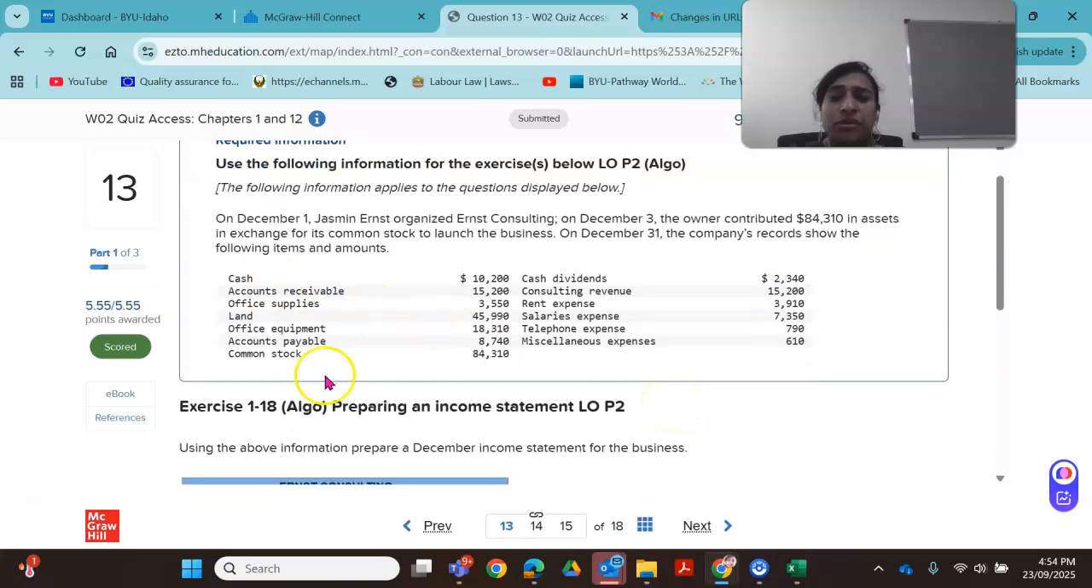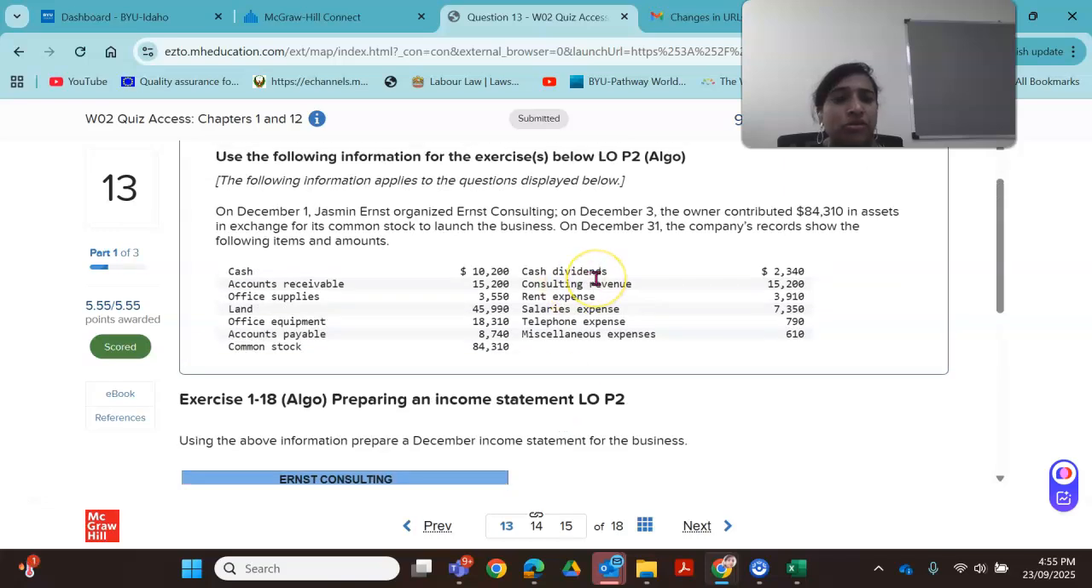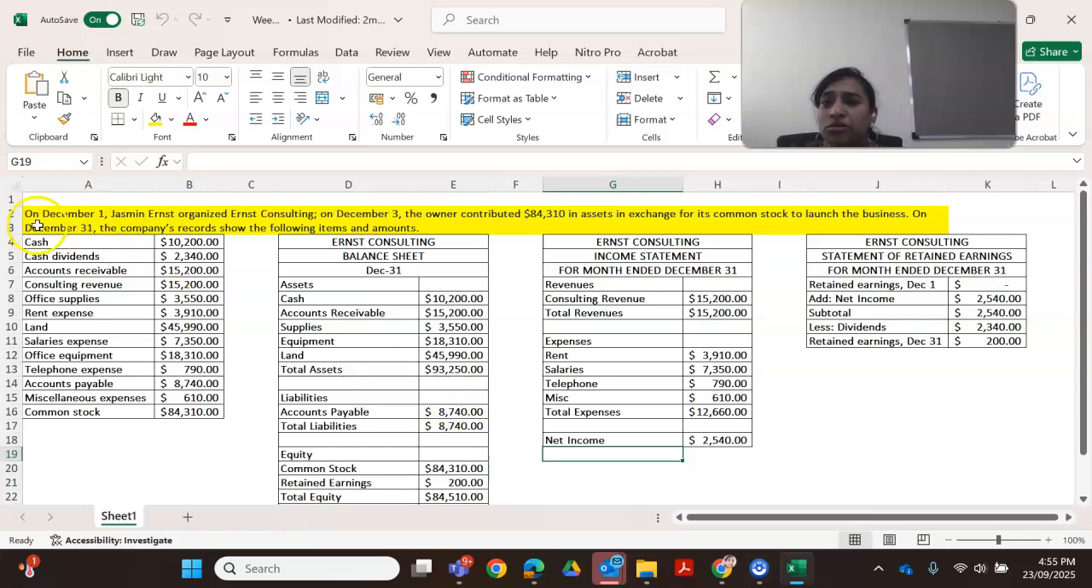So the list of components which they have already mentioned is cash, accounts receivable, office supplies. They mentioned all the assets, expenses, accounts payable, miscellaneous expense, revenue, everything they have given to us. So I have calculated the income statement and also retained earnings and balance sheet. I took all those details into the Excel sheet. This is one of the easiest ways that I always do the calculation.